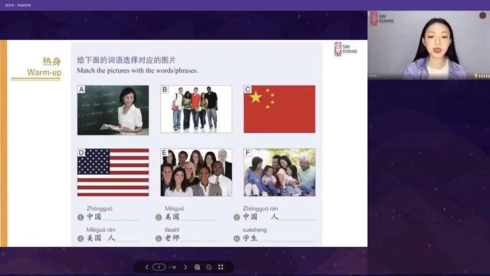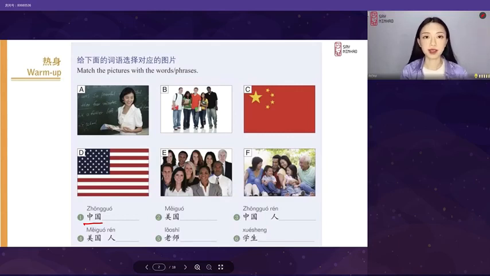The first part is warm up. We need to match these two groups. One group is pictures and another group is several words we don't know. And now first, let's focus on the new words. So first one here, read after me, please.